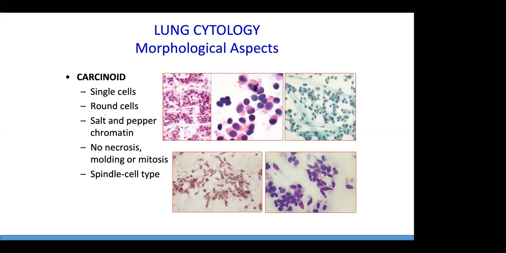It is possible to diagnose carcinoid in cytology. It looks like that's possible, especially when we have this clinical presentation, this morphological presentation. So you have isolated single cells with round nuclei. Chromatin looks like small cell carcinoma, salt and pepper, but there is no necrosis, no molding, no mitosis. And we also have a variant of the carcinoid that is the spindle cell subtype.